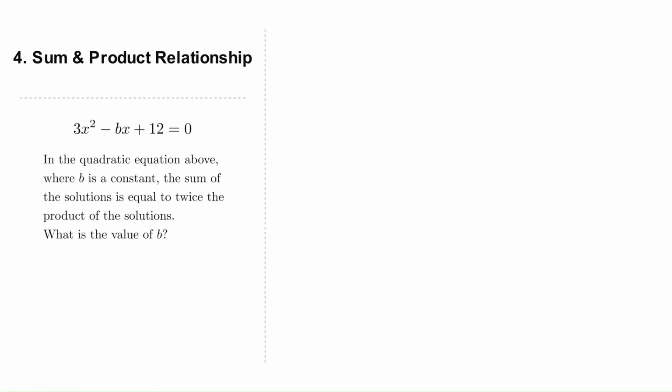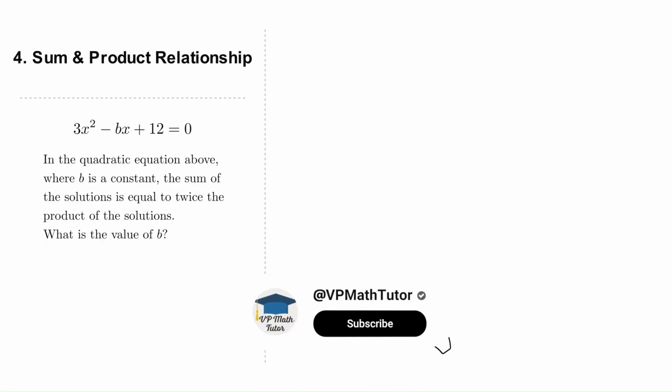In this next example, we'll solve a problem that connects the sum and the product of the roots of a quadratic equation. In the given quadratic equation, the sum of the solutions is equal to twice the product of the solutions. What is the value of the missing coefficient b?